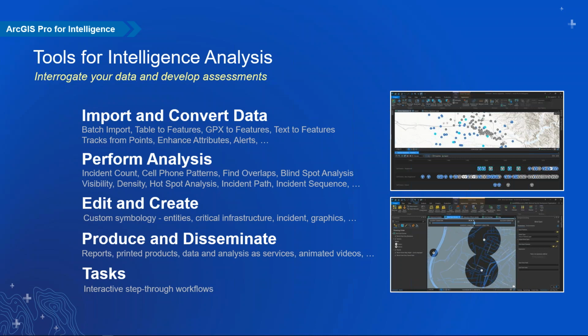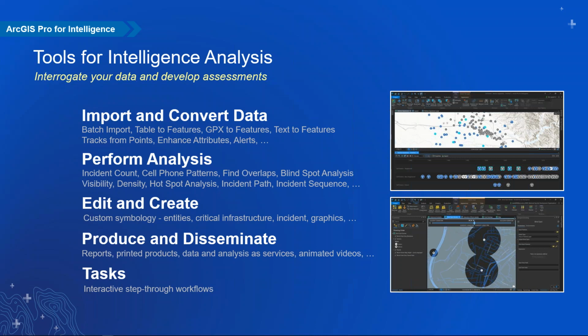Text to features, so our Locate XT capability, which allows you to look at unstructured data either from a website or a document, even a PowerPoint presentation, bring in that information and then parse out the location information as well as some contextual text that sits with it, and then be able to plot that on the map and use that in downstream analysis.